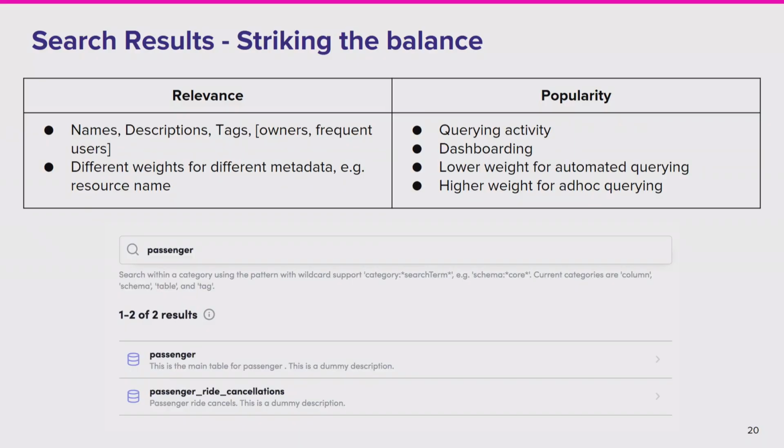The relevance matching is based on pieces of metadata such as table names, column names, table descriptions, column descriptions, and tags on that resource, and we have different weights for different pieces of metadata. Popularity is based on our querying activity, and there are two types of querying activity: automated querying and ad hoc querying.